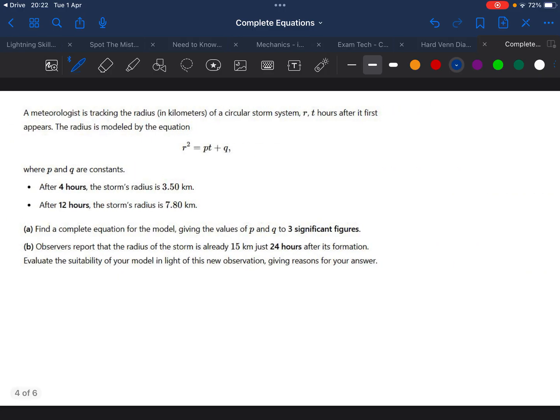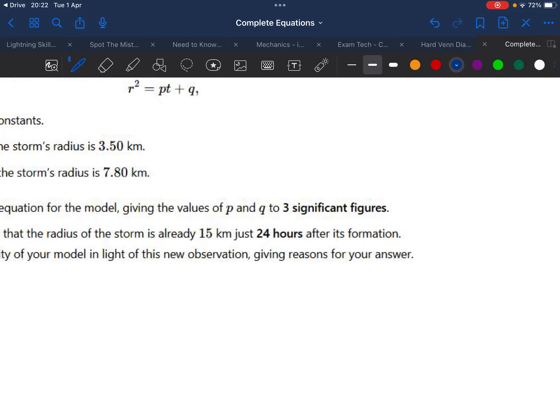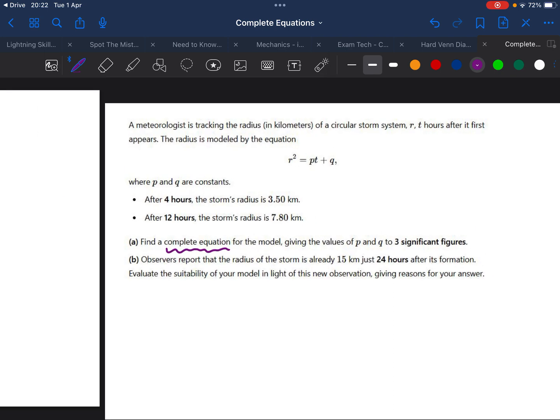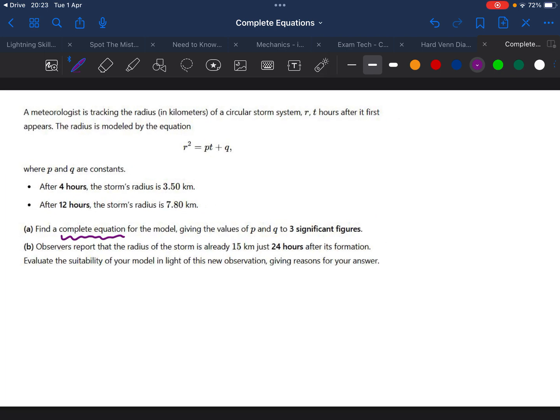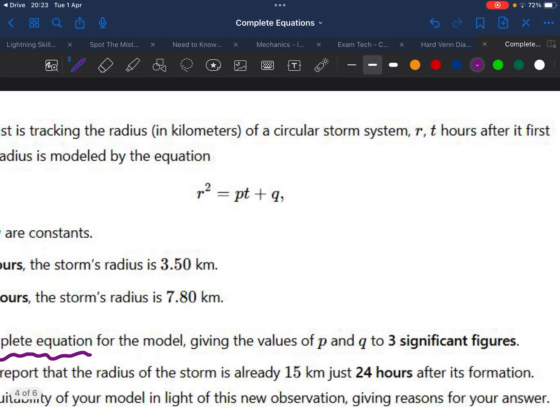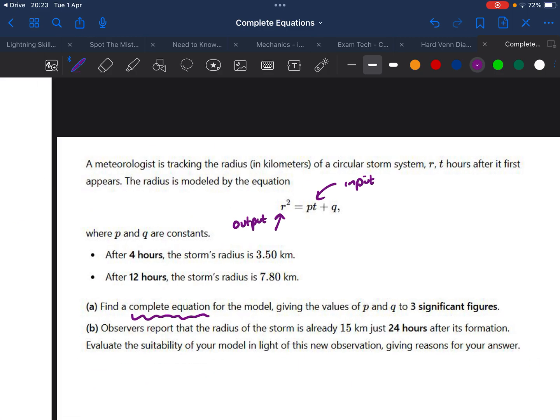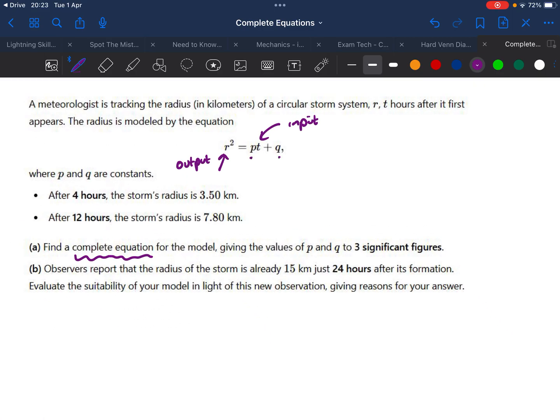Okay, let's do one more example. So again, the main skill we're going to look at here is the idea of finding a complete equation. So a meteorologist is tracking the radius of a circular storm system R, T hours afterwards. Okay, so it sounds like this is the output, if you like. T is the input. And P and Q, A and B, there are certain letters that are candidates to be unknowns. There we go. So we're going to try and find these out.